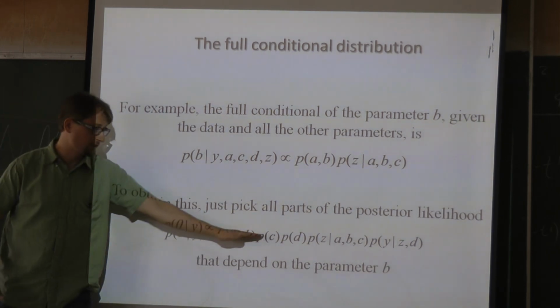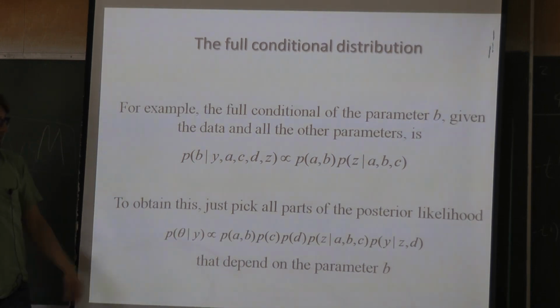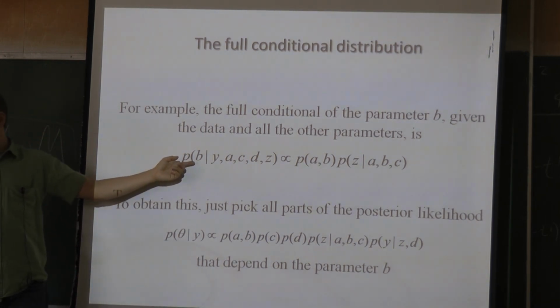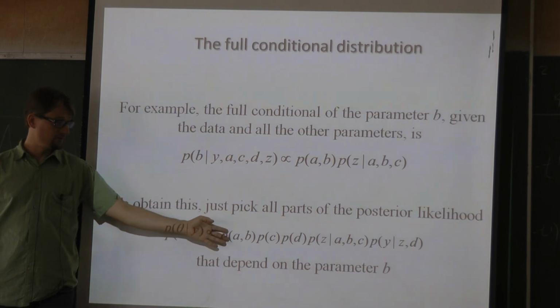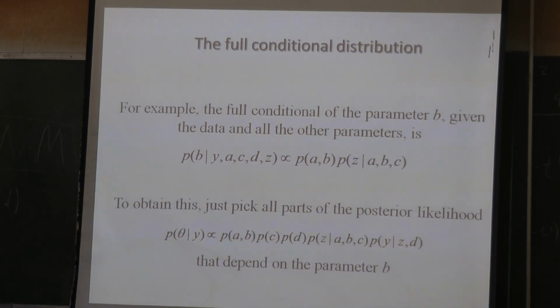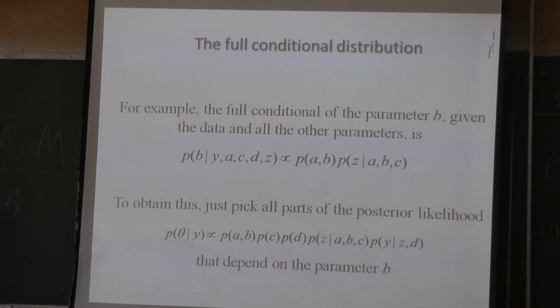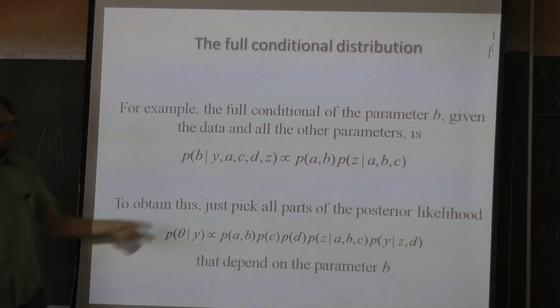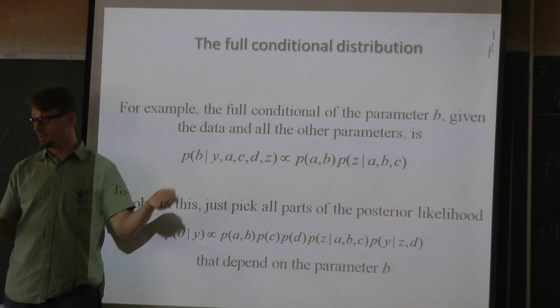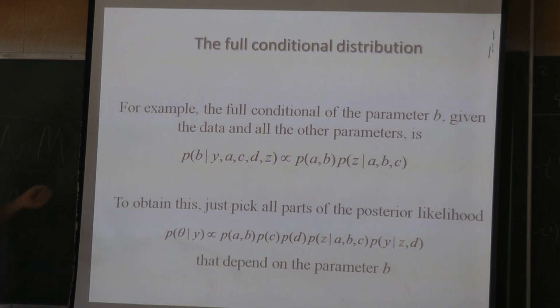So this is the expression that we had already. Now we are interested in the parameter B in this case. So you just check that expression, see where the parameter B appears, which part of that expression depends on the parameter B. So you pick that part up, and that's what gives you the density, the full conditional distribution of parameter B.